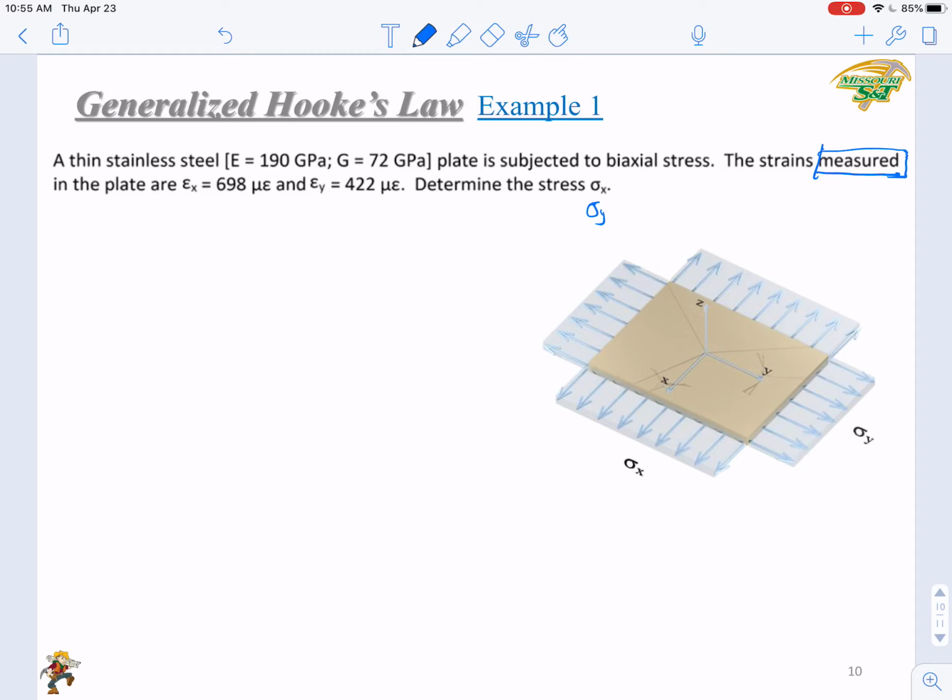So will we need to use the three-dimensional generalized Hooke's law? You can use it, but it will be more complicated. So the first step, we need to think about how to simplify it. Since we just talked about plane stress and plane strain, which situation does this one belong to? Is this plane stress or plane strain? Look here, we have sigma x, we have sigma y, but we do not have sigma z. Sigma z equals 0.